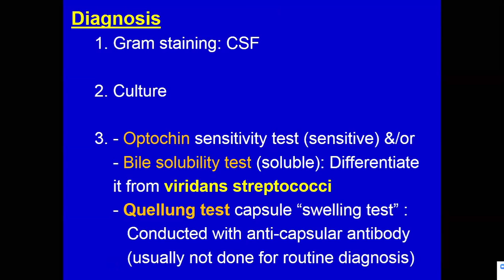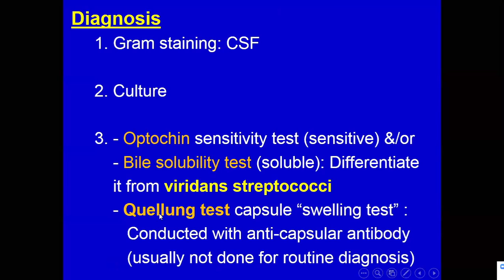Some people pronounce it optochin, or they say it is bile soluble. These two tests are very important to differentiate it from viridans streptococci. Why viridans streptococci? Because viridans streptococci are also alpha hemolytic. So we have to differentiate it from the viridans group of streptococci by the optochin and bile solubility tests.